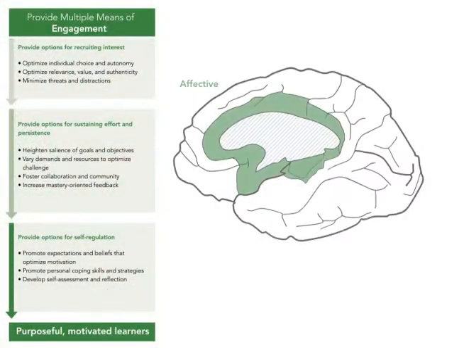That lines up to another principle, which is to provide multiple means of engagement, that in education, there isn't a single way that we would engage all students because they're really different. So we need multiple means of engagement to ensure that we equally engage every student.